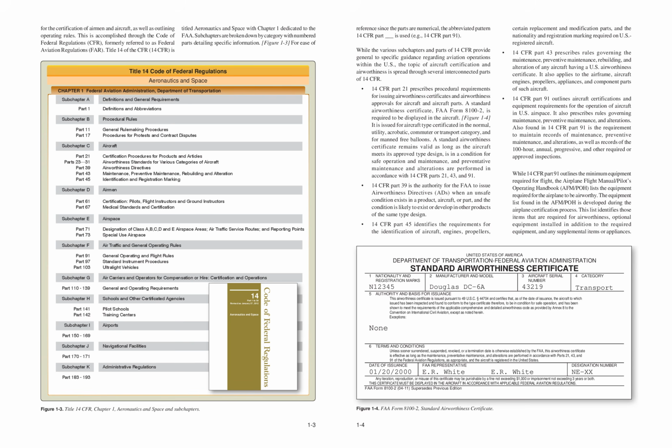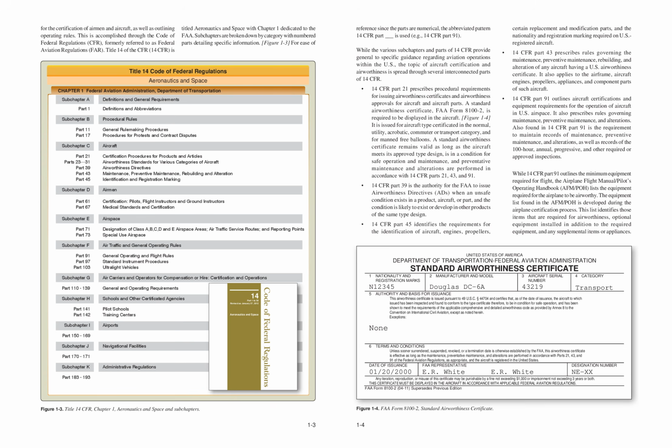This is accomplished through the Code of Federal Regulations, CFR, formerly referred to as Federal Aviation Regulations, FAR. Title 14 of the CFR, 14 CFR, is titled Aeronautics and Space with Chapter 1 dedicated to the FAA. Subchapters are broken down by category with numbered parts detailing specific information. Figure 1.3.